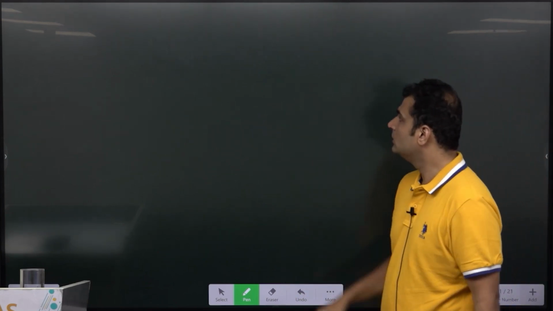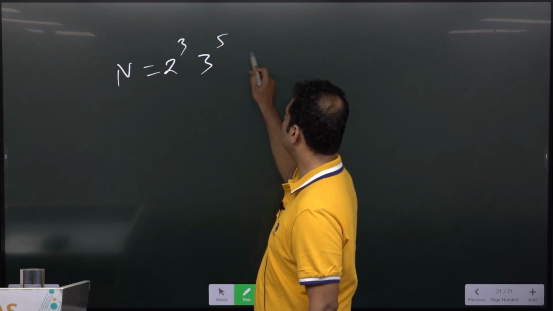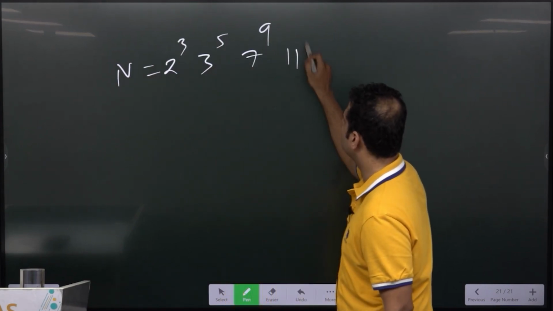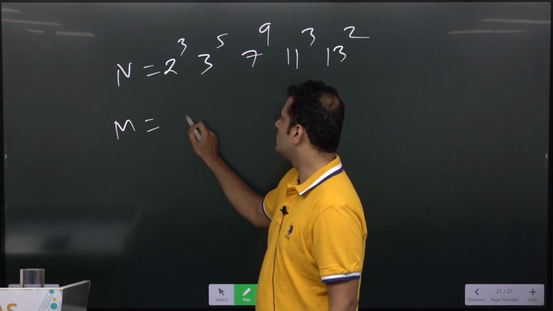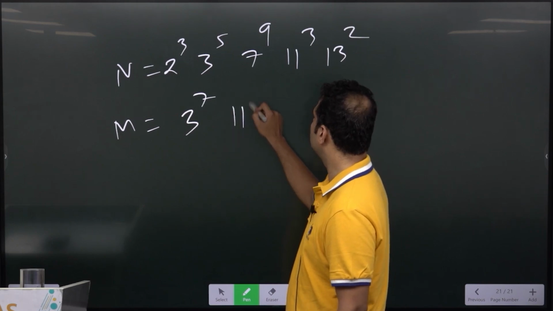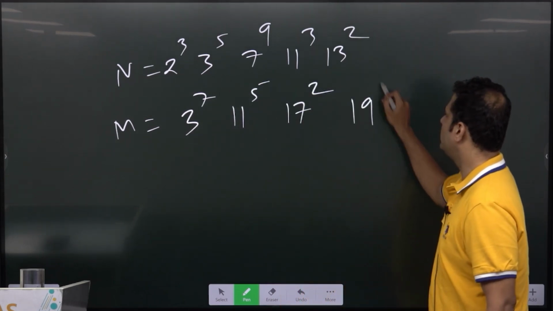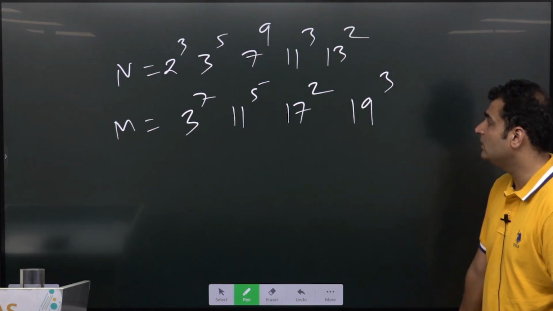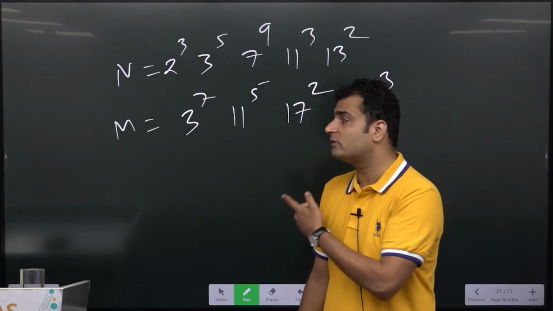तो if I take again, I'll take random number 2 cube 3 5 7 raised to 9 11 cube into 13 square, and m is equal to 3 raised to 7 and 11 raised to 5 17 square 19 cube. If we have these two numbers, then what will be the LCM, least common multiple? Multiple मतलब ये दोनों भी उसके फैक्टर होने चाहिए.